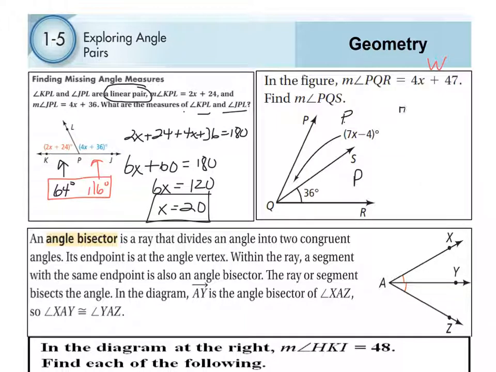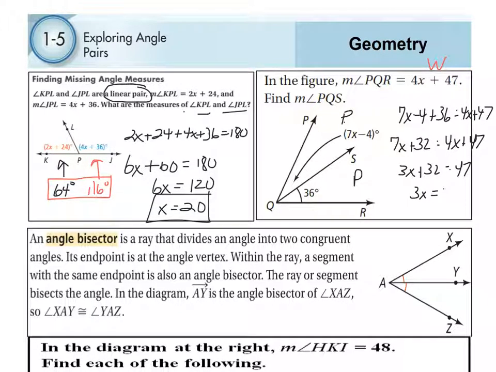So I should have 7x minus 4 plus 36 equals 4x plus 47. Combine my like terms, so 7x plus 32 equals 4x plus 47. I'm going to subtract 4x from each side to get all the x's to one side. So 3x plus 32 equals 47. Subtract 32 from each side now because I want to get x by itself. That's 15, and if I divide by 3, x should be 5.